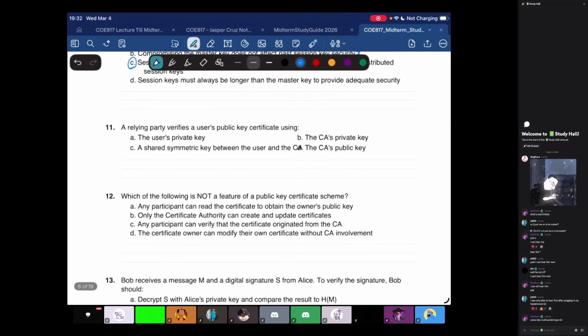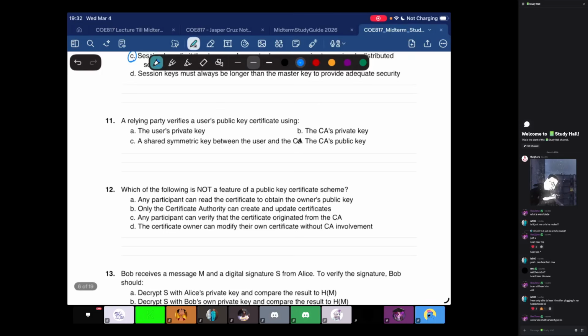A relying party verifies a user's public key certificate using the user's private key, the CA's private key, a shared symmetric key between the user and the CA, and the CA's public key. Once again, we had a similar question where we have the CA's public key but not its private key. We don't have the user's private key. And a shared symmetric key, we're not using that here because we have its public key certificate. Therefore, we have to use the CA's public key. So it's option D.